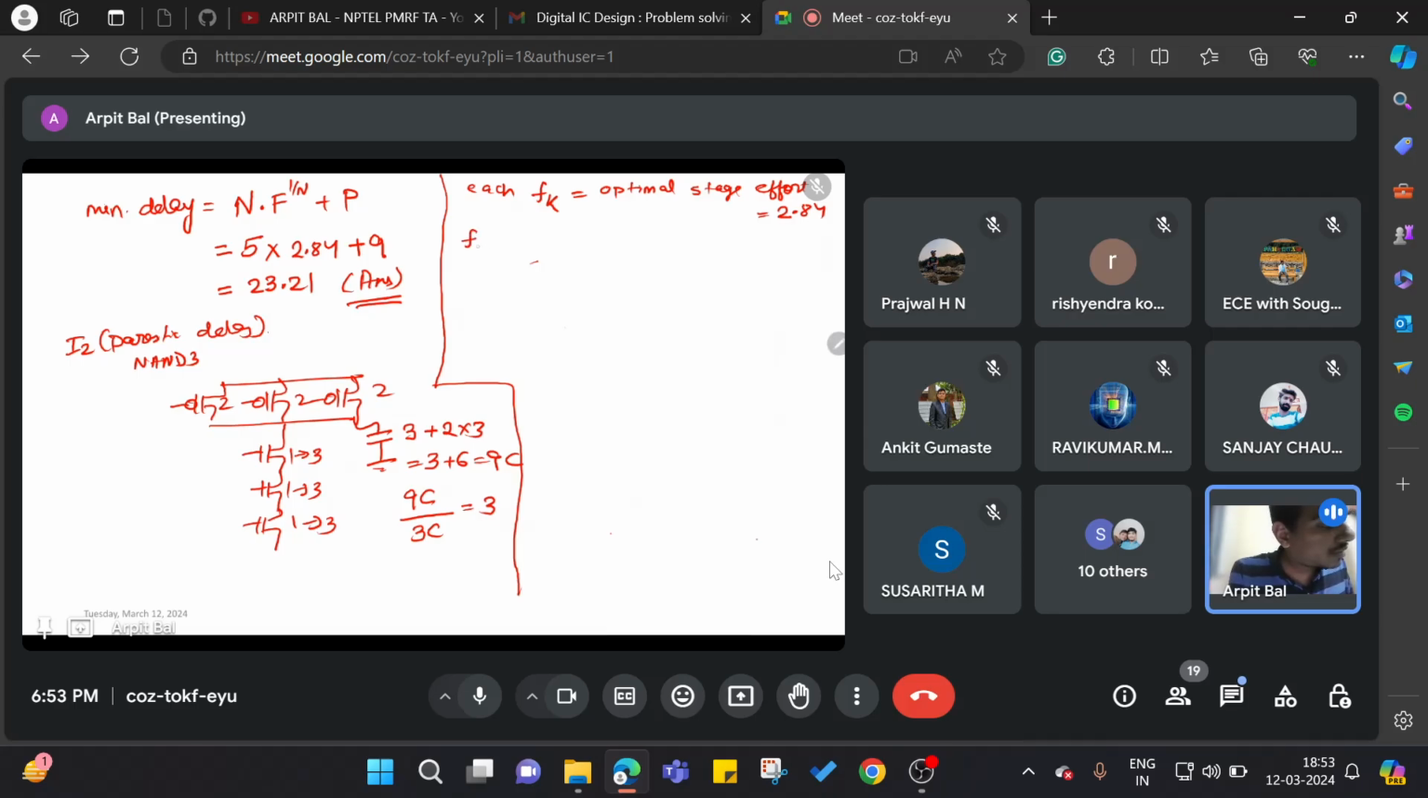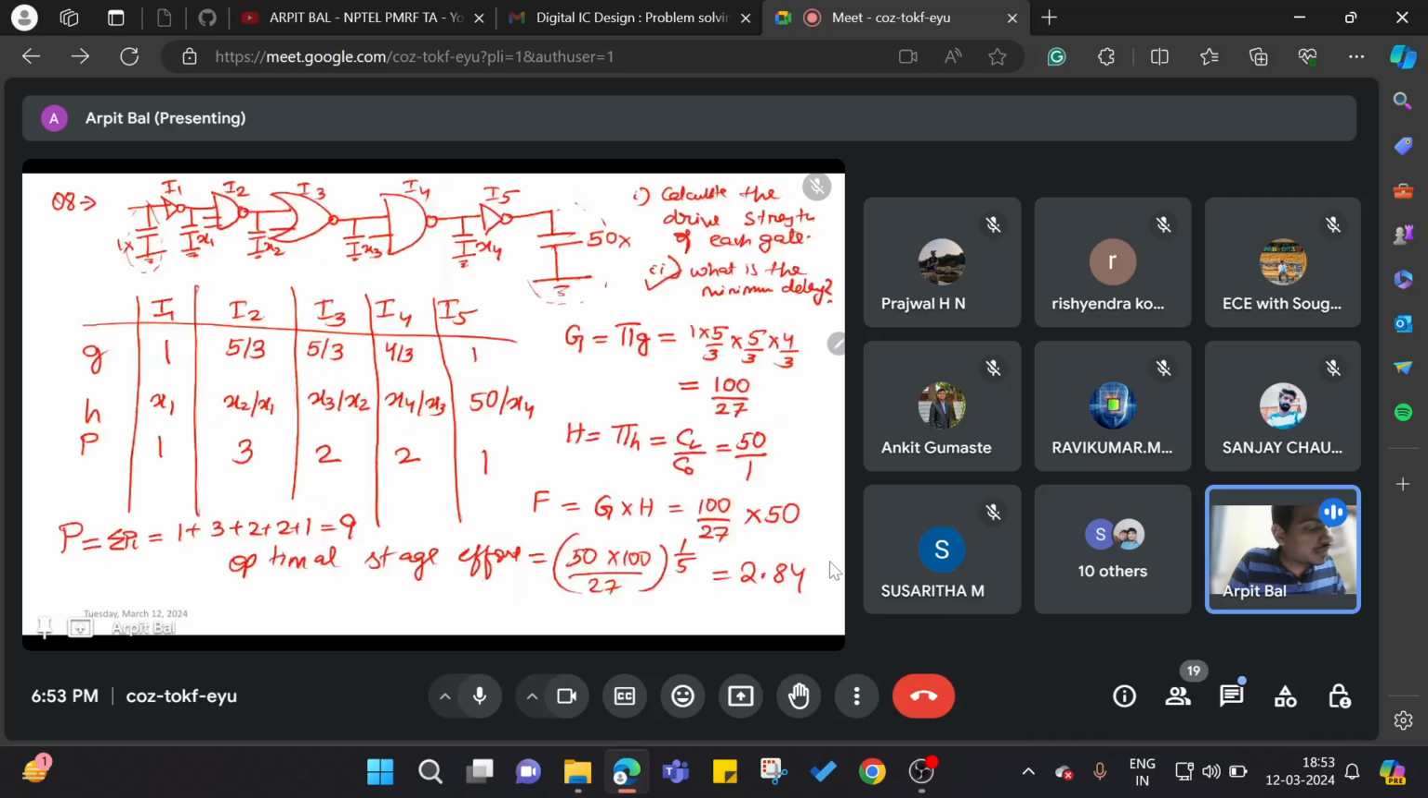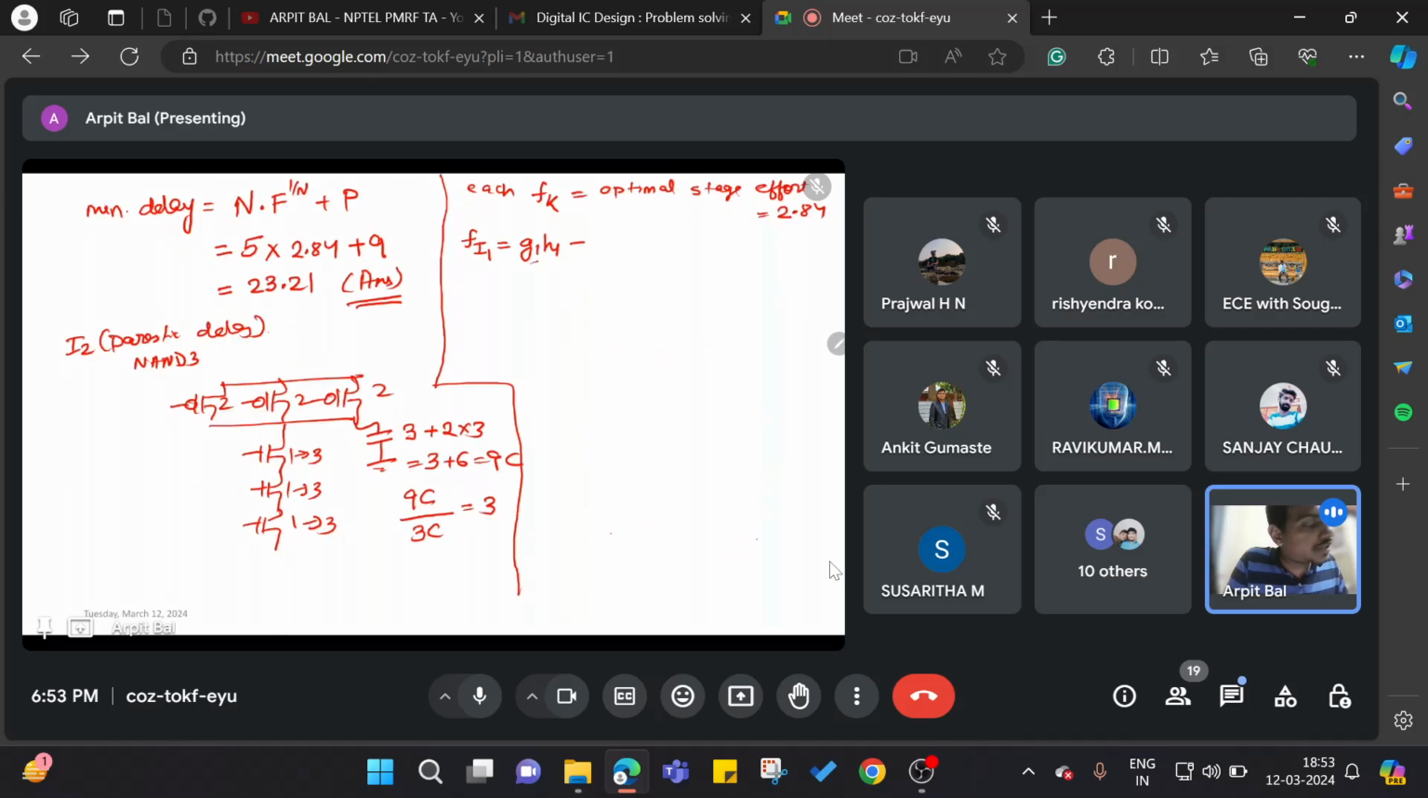So F_i1 will represent the first gate I1. So G1 H1. F is basically G into H. What is G1 H1 for the first gate? That is X1, and it should be equal to 2.84. This implies X1 is equal to 2.84.